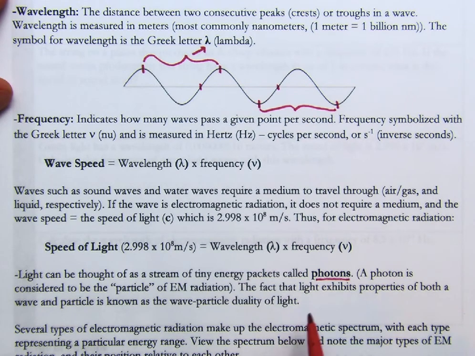And the properties of the electromagnetic radiation are related to the energy of the photons making up that radiation. So higher energy photons will give you a light sample that will have a shorter wavelength and a higher frequency. Lower energy photons will give you a longer wavelength and a lower frequency.